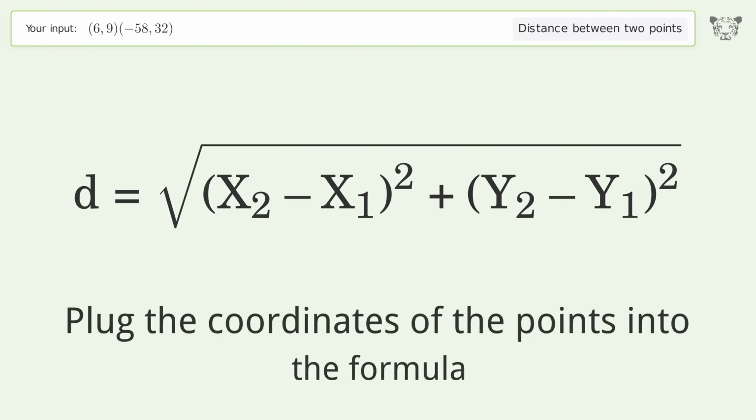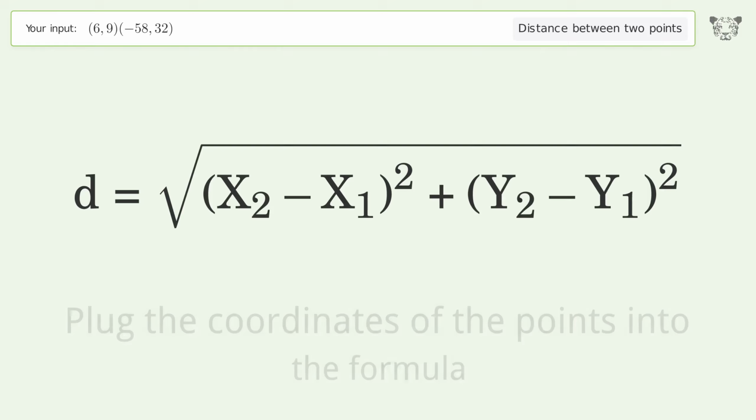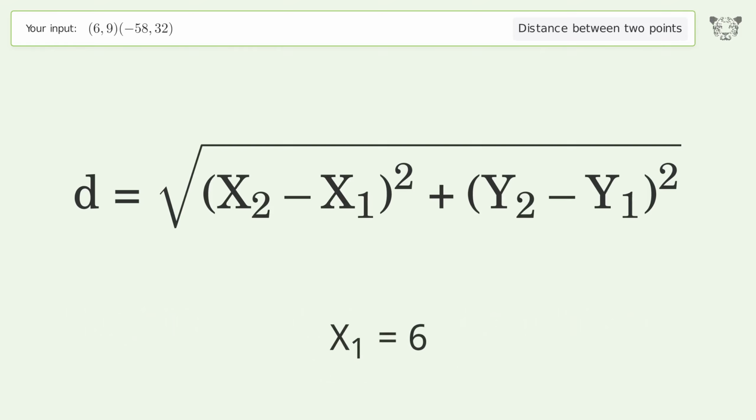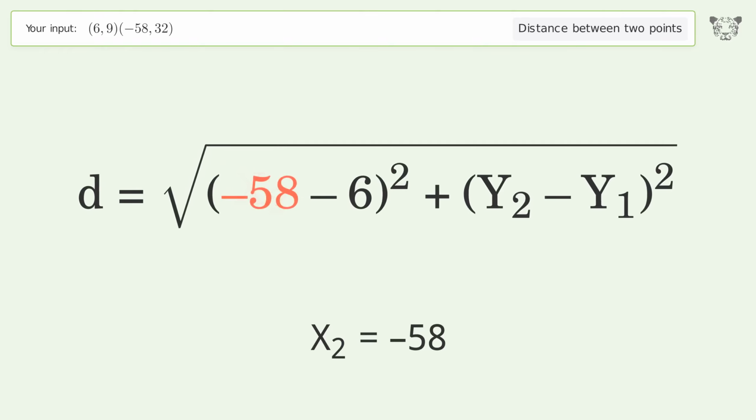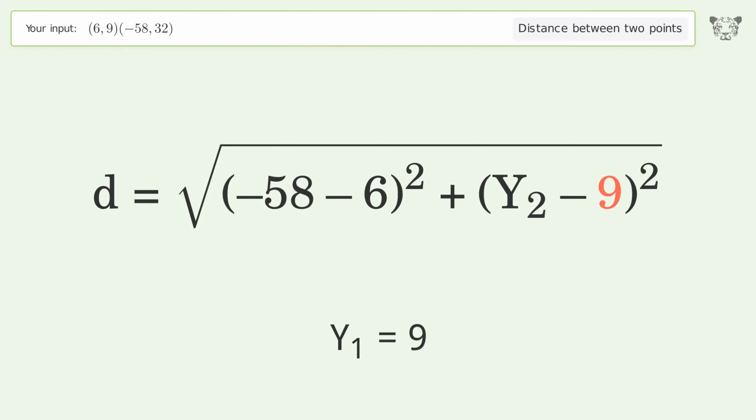Plug the coordinates of the points into the formula. x1 equals 6. x2 equals negative 58. y1 equals 9. y2 equals 32.